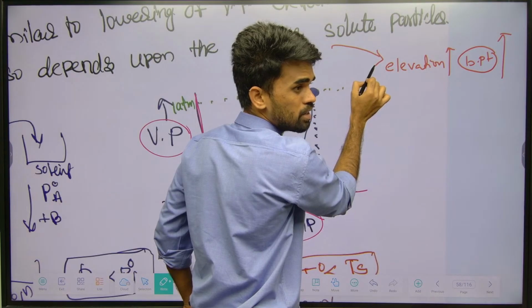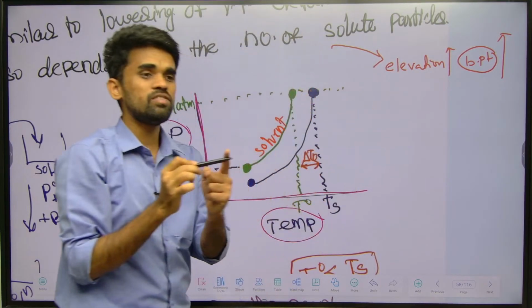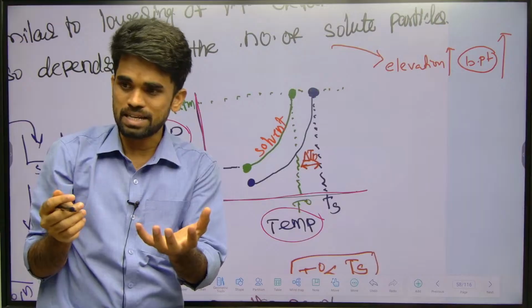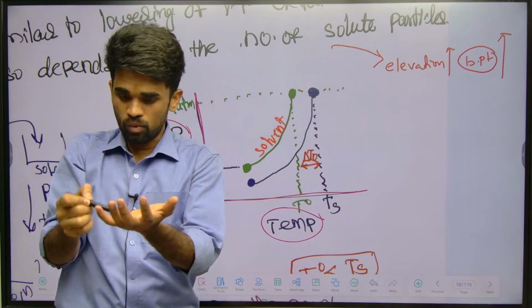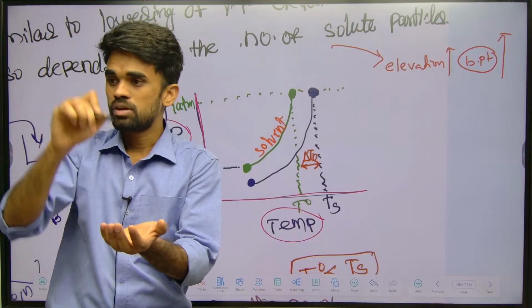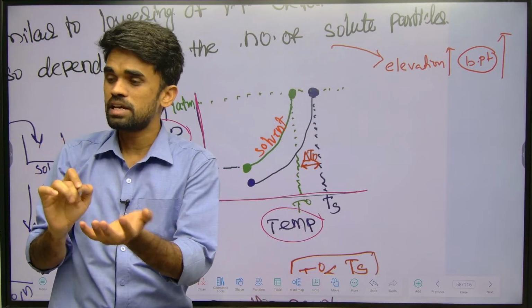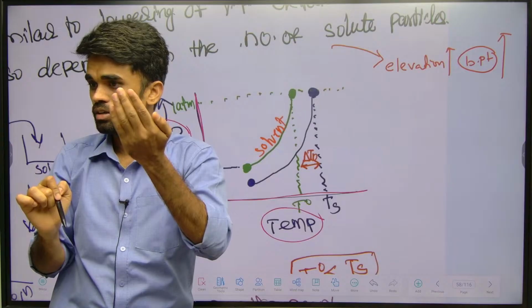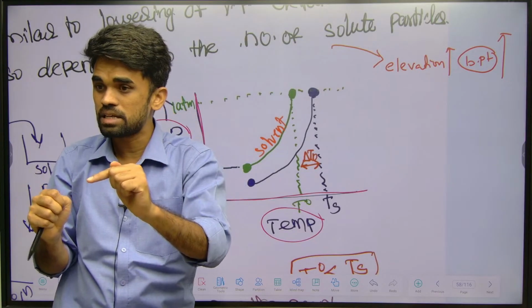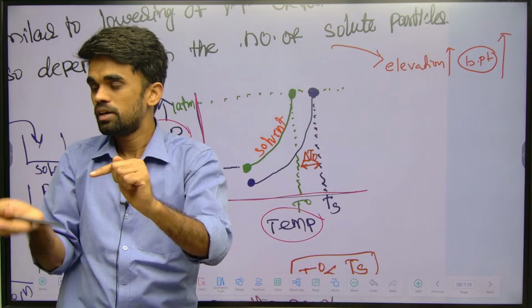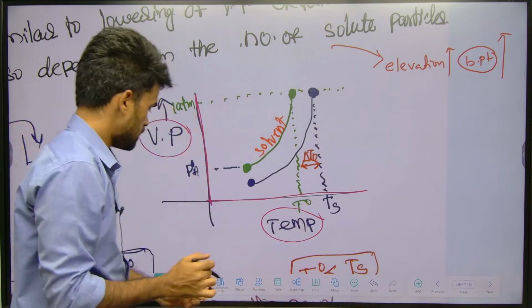What am I adding? Non-volatile solute. In RLVP, what did we do? To the volatile solvent we added a non-volatile solute. Here also, to the volatile liquid, what am I adding? So what happens now? Does the vapor pressure increase or decrease? Lowering of vapor pressure we have studied. Vapor pressure is decreasing, so what about its boiling point? It increases.